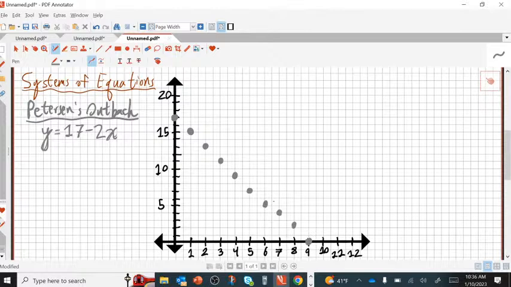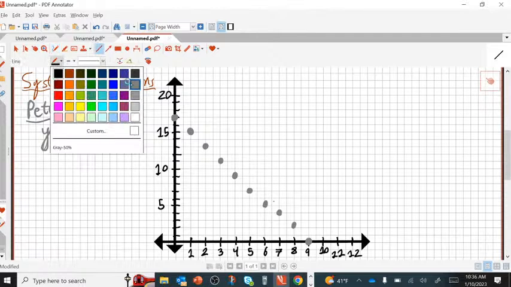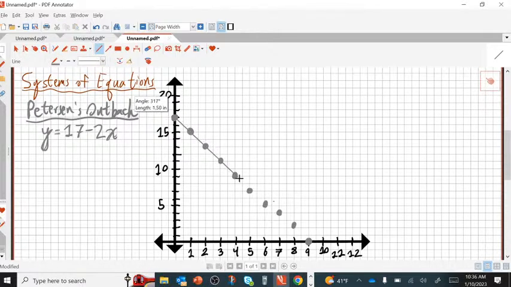Now, guys, I asked you if we should use a solid line or a dashed line to represent this. The difference is, do the things in between make sense? So at the end of every hour, do I just magically lose 2 gallons of gas, or has it been gradually going down the whole time? It's been gradually going down the whole time, so we would use a solid line to represent that gradual decrease in gas.